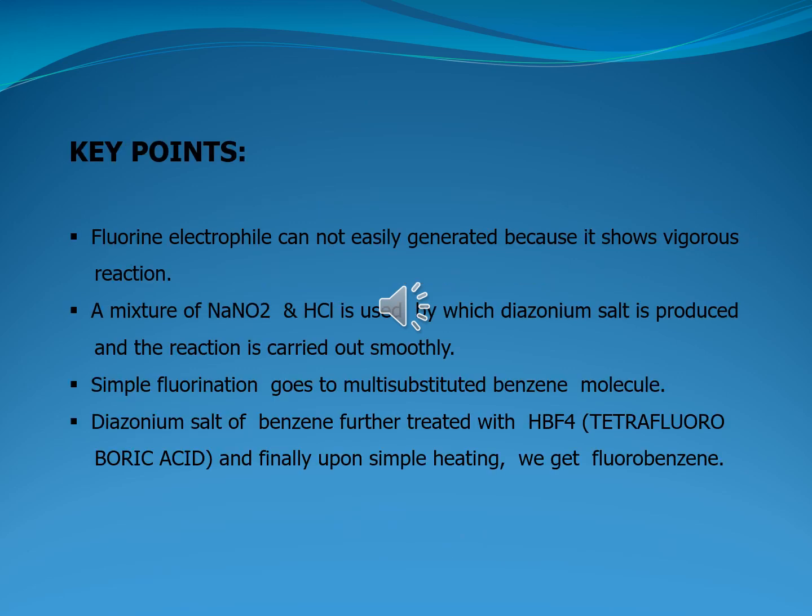These are the important key points that are relevant to the fluorination of benzene. The fluorine electrophile cannot be easily generated because it shows a vigorous reaction. A mixture of sodium nitrite and hydrochloric acid is used by which the diazonium salt is produced and the reaction is carried out smoothly. Simple fluorination goes to a multi-substituted benzene molecule. The diazonium salt of benzene is further treated with tetrafluoroboric acid, and finally upon simple heating we get fluorobenzene.